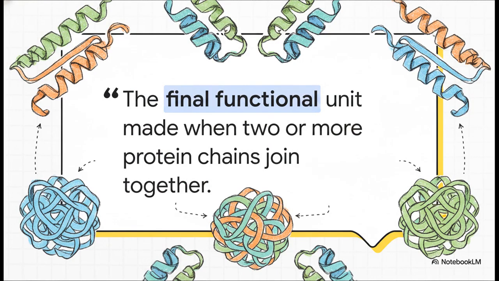So the crucial point is that this combined multi-chain structure represents the final functional unit. This is the finished working product finally rolling off the biological assembly line. It's only at this stage, when multiple tertiary structures have bonded together, that the protein is completely finished and fully ready to perform its specific task within the body.